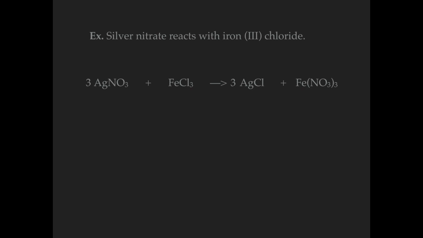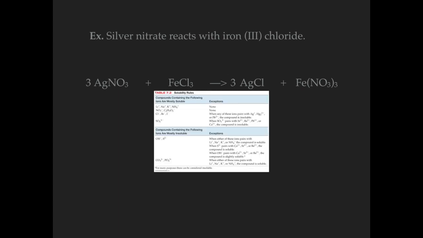Now I've got to use my solubility rules. If you look back at that table, silver nitrate is soluble because all nitrates are soluble. Iron chloride is soluble because it's not one of the exceptions. AgCl, if you look, chlorides are soluble except when they're paired with silver. Oh, there you go. So that's an exception, meaning instead of being soluble, it's going to be insoluble. And iron nitrate, because all nitrates are soluble, that will be soluble.